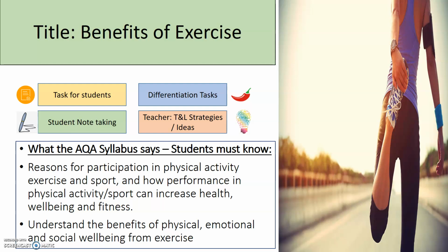And you've got to be able to understand what we mean by physical benefits, emotional benefits, and social benefits, and well-being as an aspect of all three of those things. And obviously you can do that through some example questions, but this topic in particular is looking at AO1, so your knowledge, and then being able to apply it to life.